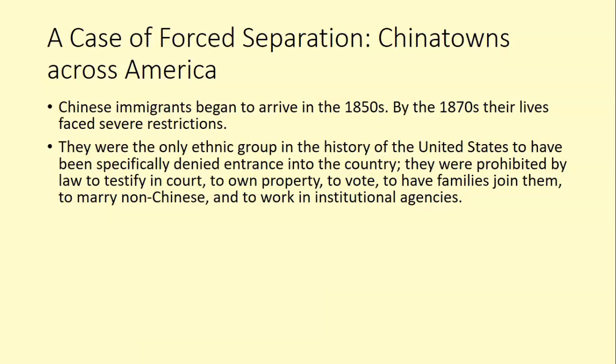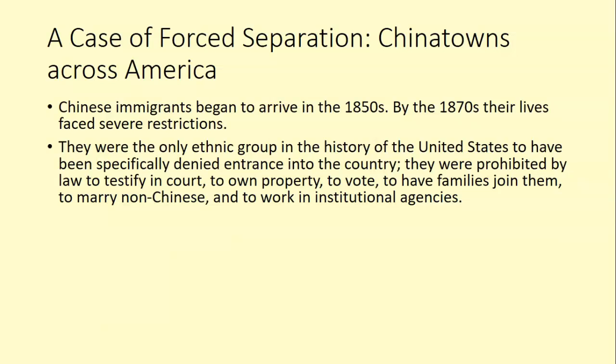I'd also like to talk about a case of forced separation. An example of this would be the Chinese immigrants. Chinese immigrants began to arrive in the 1850s, but were discriminated against almost immediately. By the 1870s, they had very large, severe restrictions against them. They're the only ethnic group ever to have specifically been denied entrance to the country.